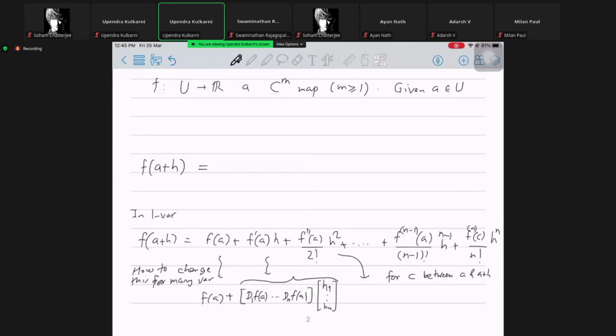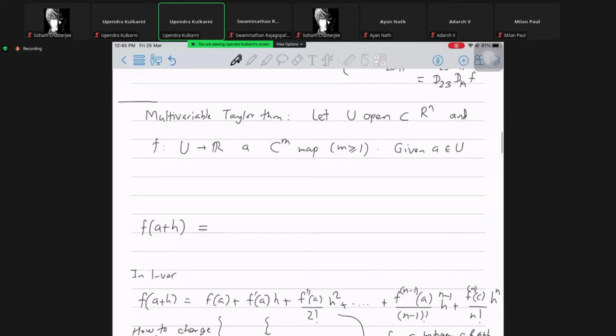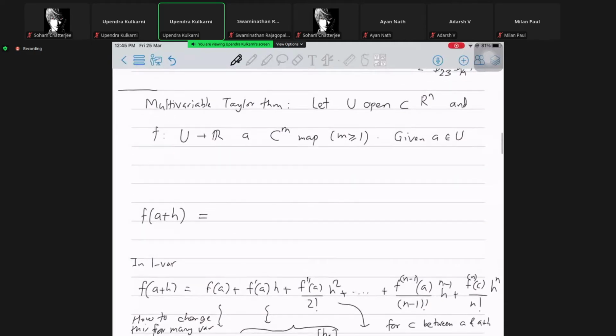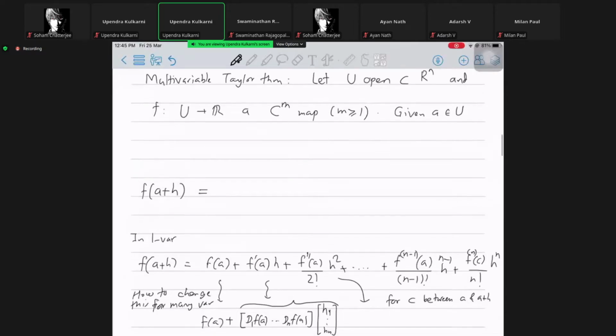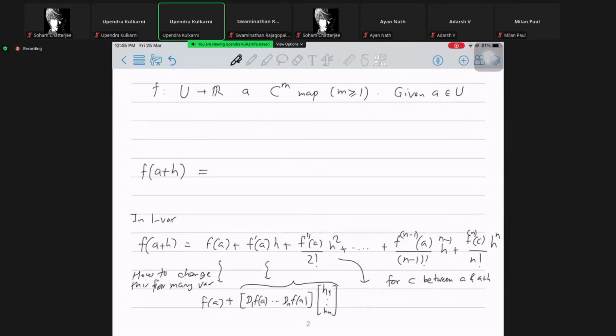Oh, okay. I'm very sorry. So you tell me what mistake I made. My bad. You see, this is a C^m map, so I got my m's and n's mixed. In the Taylor approximation, I'm going only up to the mth stage, not the nth stage. I should not mix up those two.